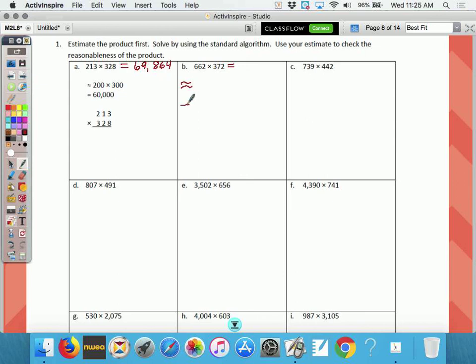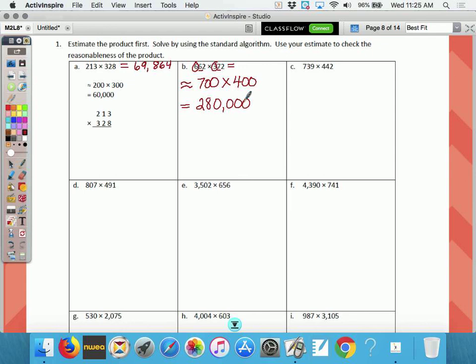Round. So 662, what is that round to, Beverly? Good. And 372, Jesus. 400. Good. Okay, so 7 times 4 is 28, with 4 zeros. 280,000. Make sure you've got an equal sign here ready to write your answer.